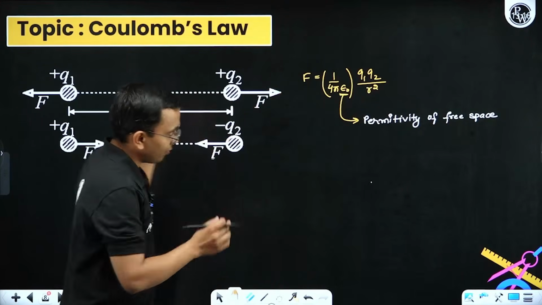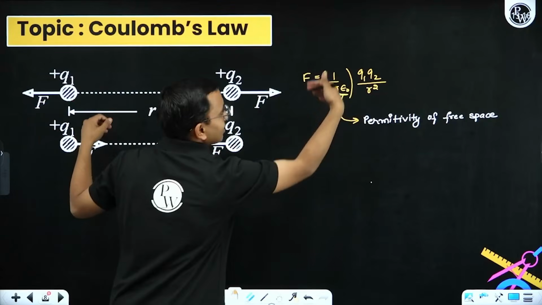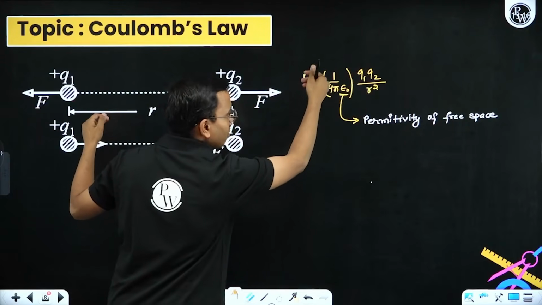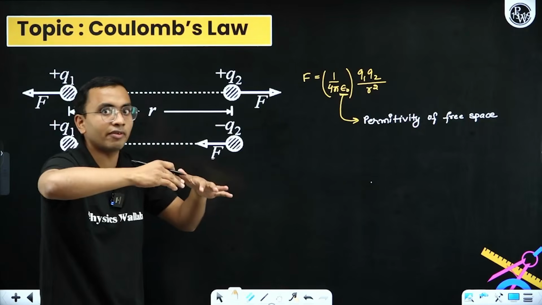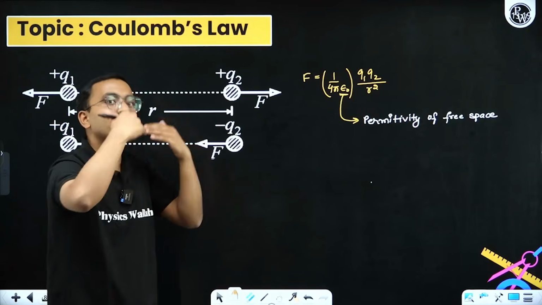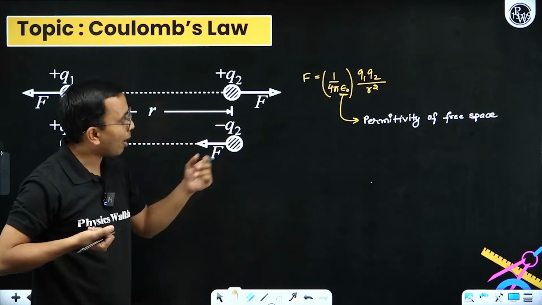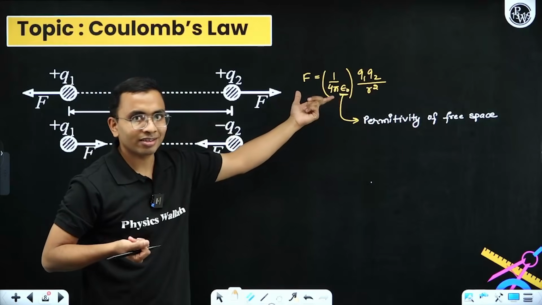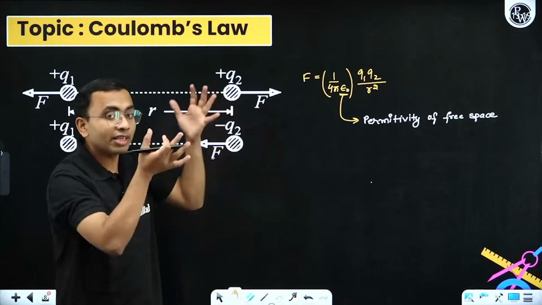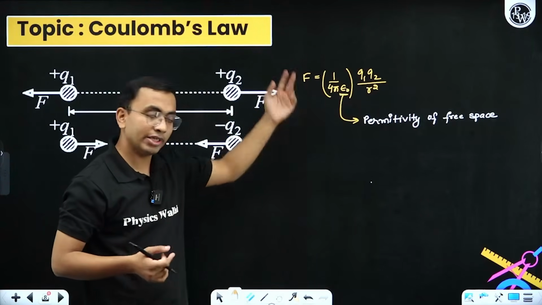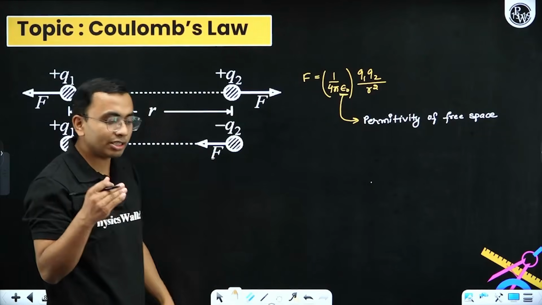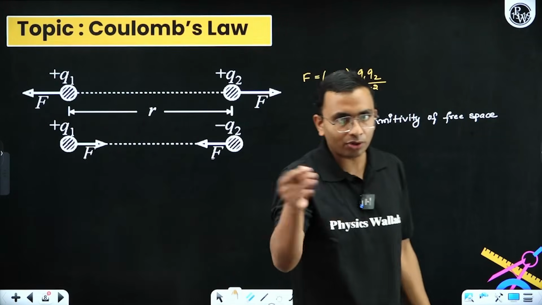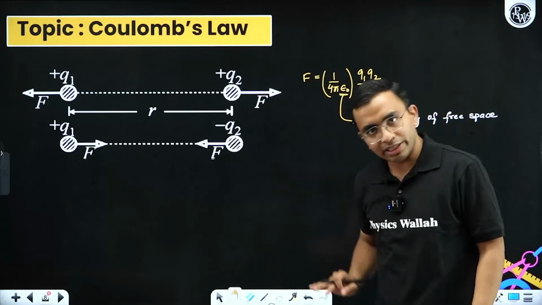Now, similarly, this permittivity tells us how much the force will be between the two charges. If this permittivity is greater, the force will be lesser in that medium. If you change the medium to one having higher permittivity, this force will be lesser. If a medium has lesser permittivity, this force will be greater. So this permittivity depends on the medium, not the charges. It's a property of the medium.